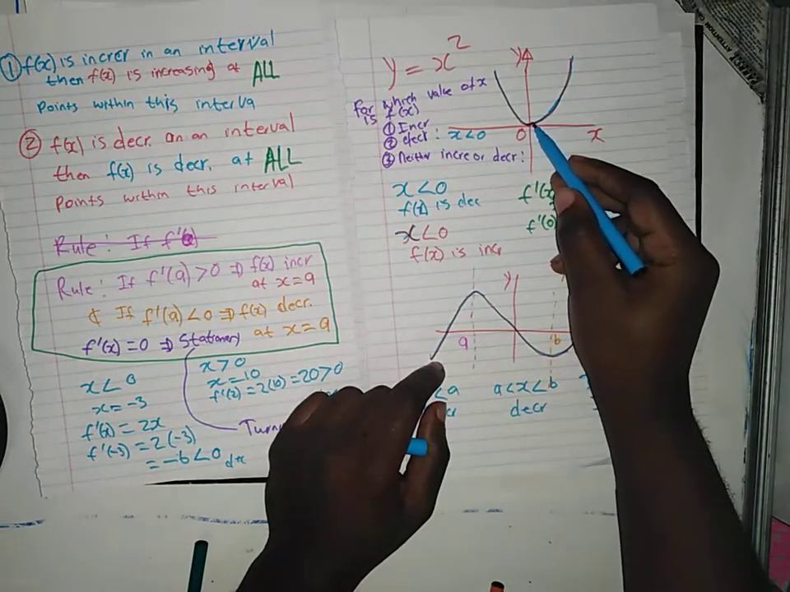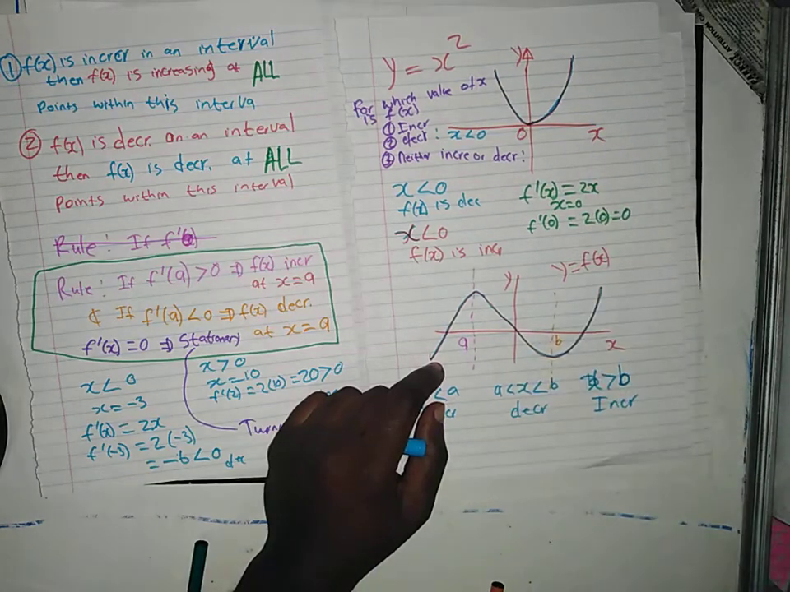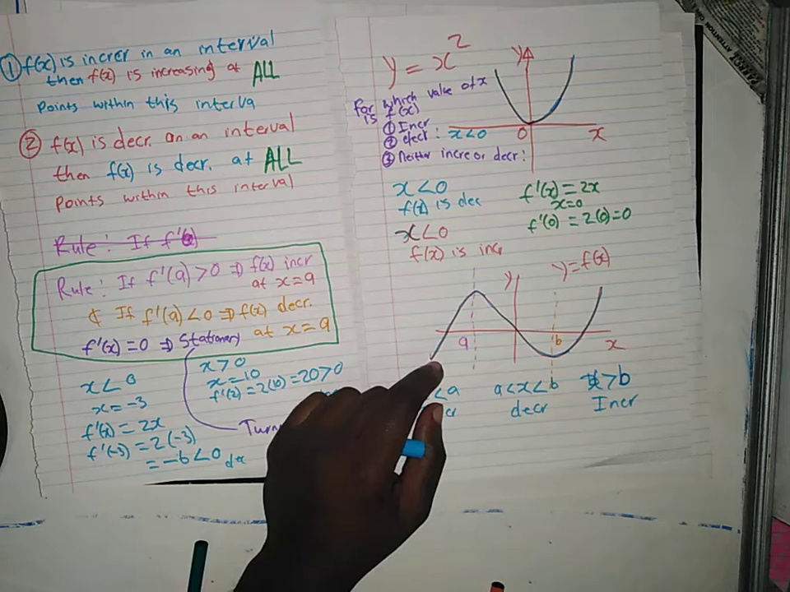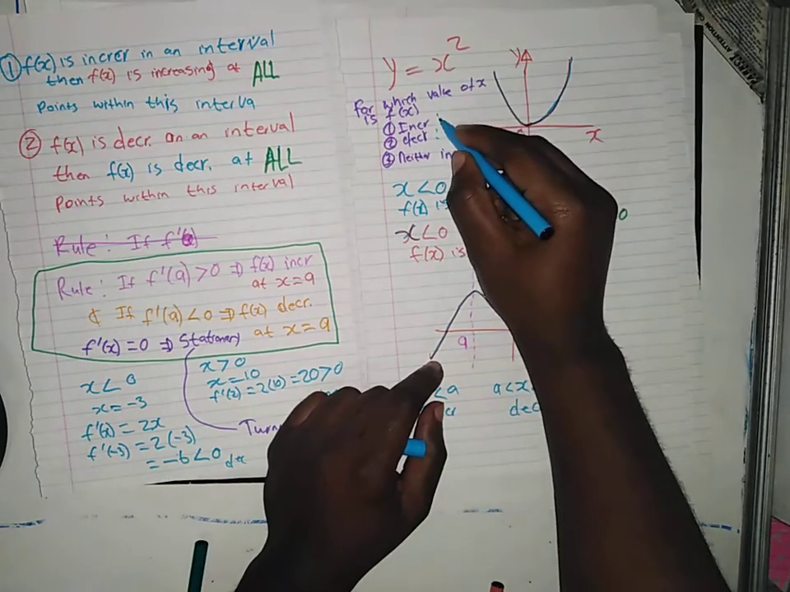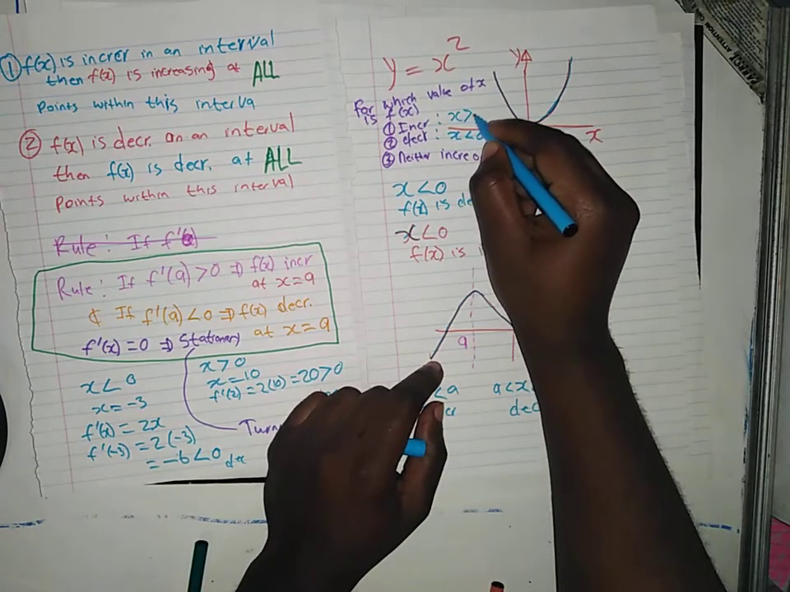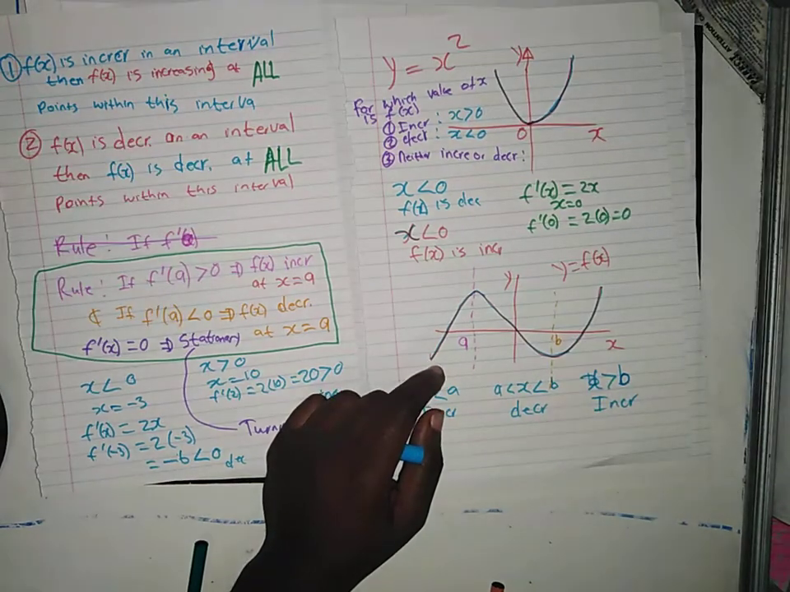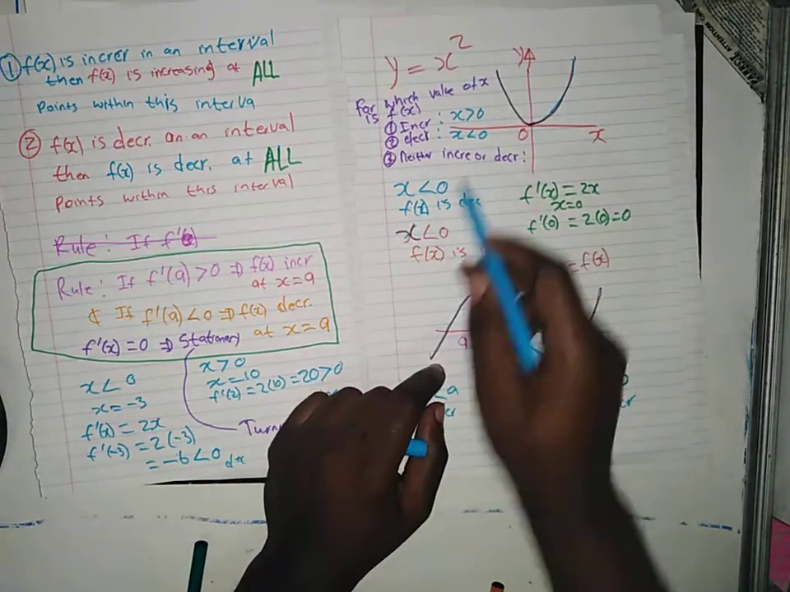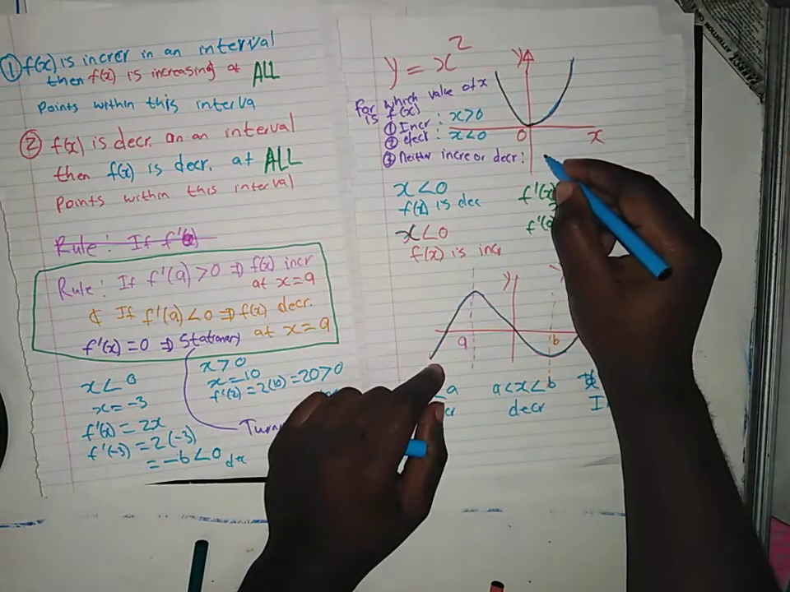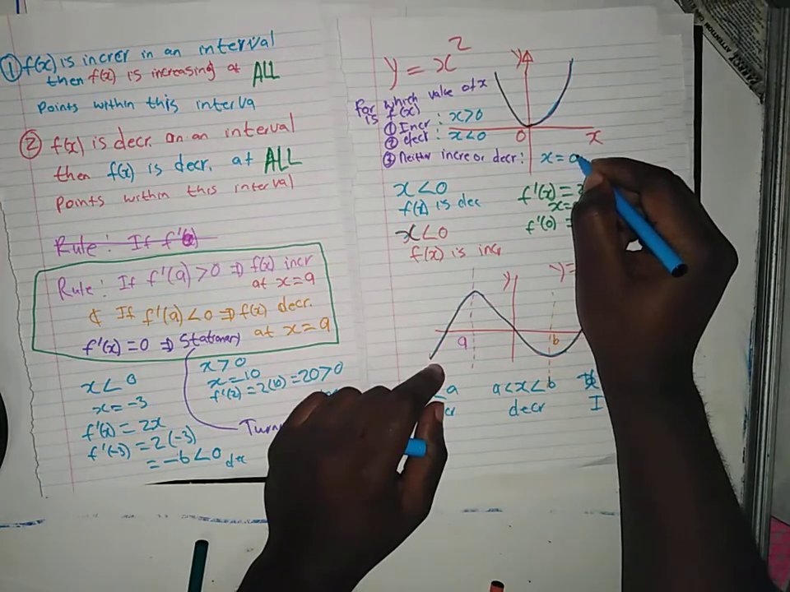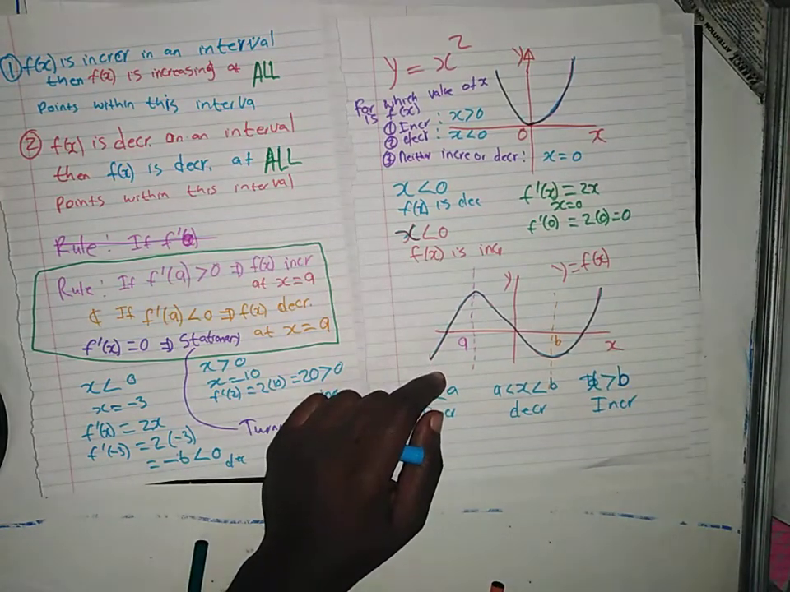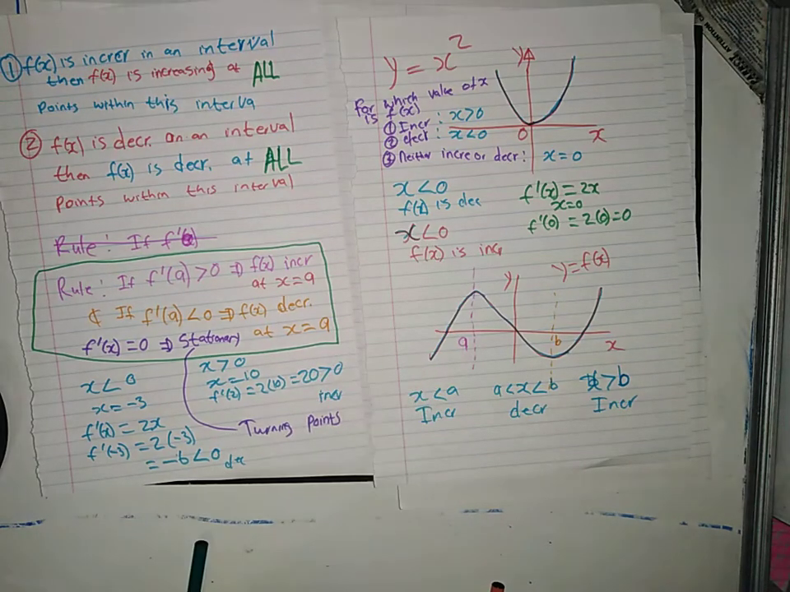Okay. And then what about increasing? Increasing, you can see that it increases from 0 to what? To positive infinity. So that is x is greater than 0. So it increases at x is greater than 0. Now, where is it that is neither increases or decreases? Is at x equal to 0. Wonderful. Now let's look at the last one. Now this is the last one. And then we can close shop.